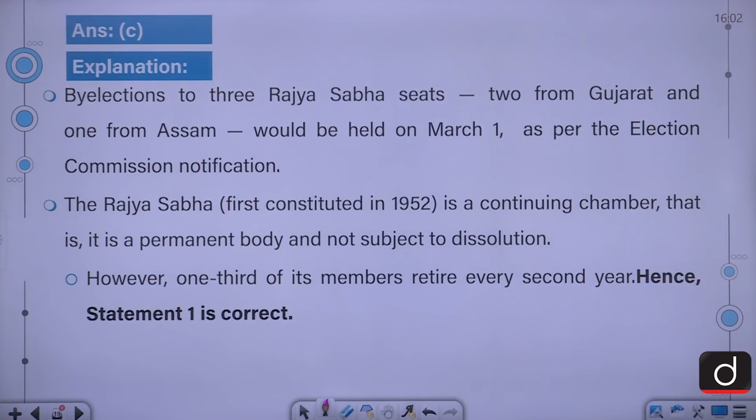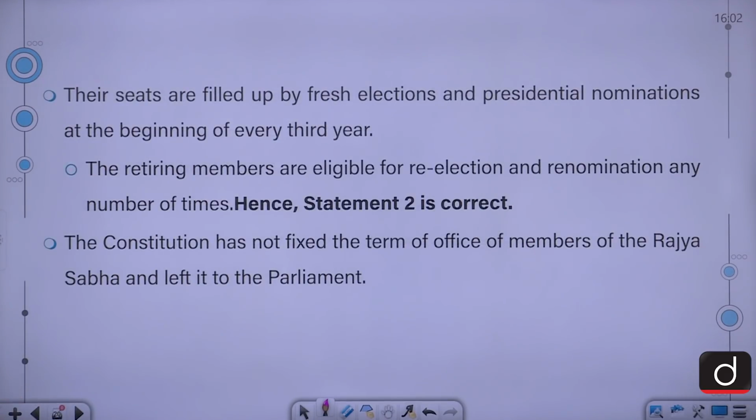Moving on, by-elections to 3 Rajya Sabha seats, 2 from Gujarat and 1 from Assam, would be held on March 1st as per the Election Commission notification. The Rajya Sabha, which was first constituted in 1952, is a continuing chamber. That means it's a permanent body and not subject to dissolution. However, 1/3 of its members retire every second year. Their seats are filled up by fresh elections and presidential nominations as well at the beginning of every 3rd year. The retiring members are eligible for re-election and re-nomination any number of times.